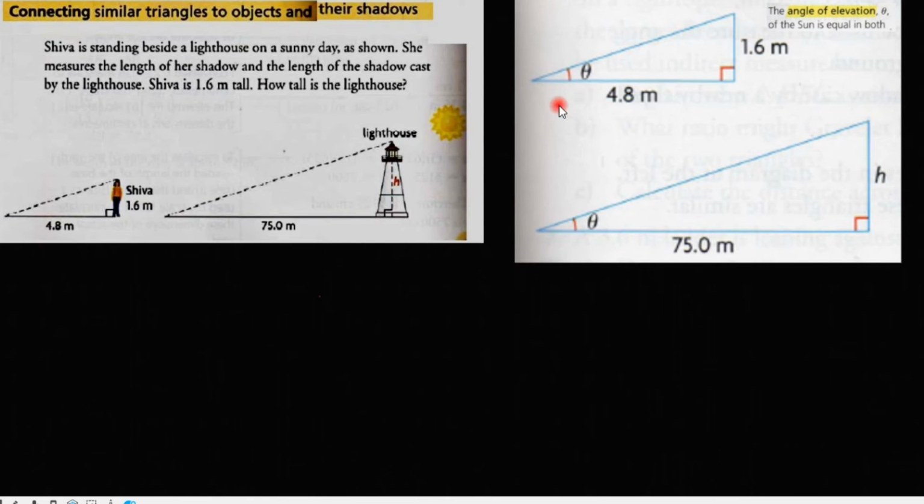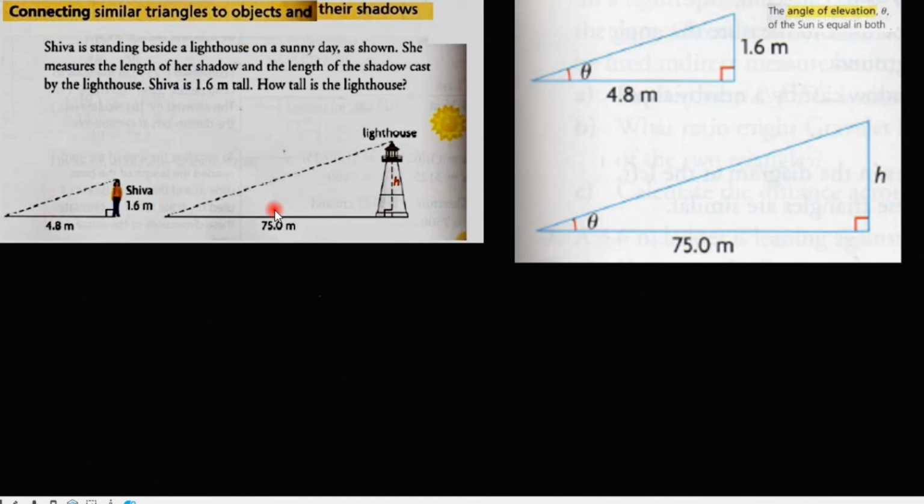Let's look at the third question. Shiva is standing beside the lighthouse on a sunny day. She measures the length of her shadow and the length of the shadow cast by the lighthouse. The shadow for Shiva is 4.8 meters. This is the length of the shadow for the lighthouse, 75 meters. We know Shiva's height is 1.6 meters. The question asks how tall the lighthouse is. Find the height of the lighthouse.